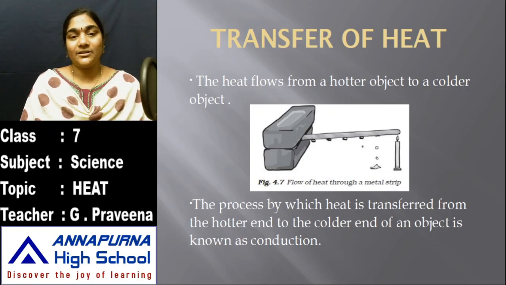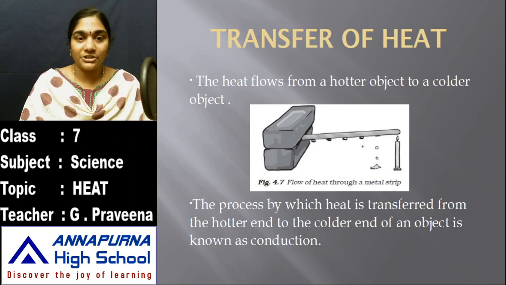Now you will observe that the end of the rod which is near to the flame, as you can see in this picture, is getting heated up. Slowly the wax piece which is near to the flame starts melting and falls down. Then the second piece of wax placed behind that will start melting down. In such a way, there is a transfer of heat from one end to the other end, that is from the hotter end to the colder end.